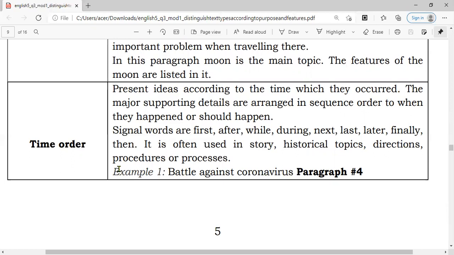The major supporting details are arranged in sequence order, according to when they happened or should happen. Signal words are first, after, while, during, next, last, later, finally, then. It is often used in stories, historical topics, directions, procedures, or processes.